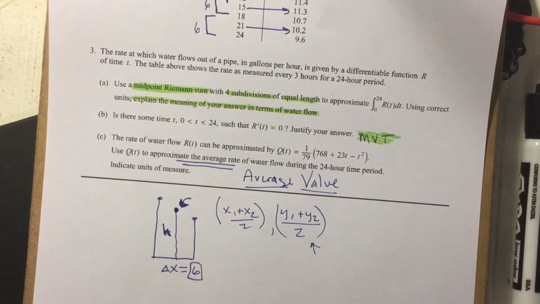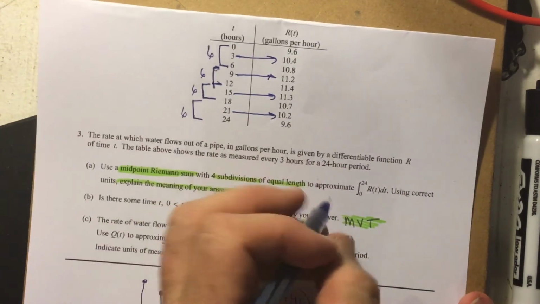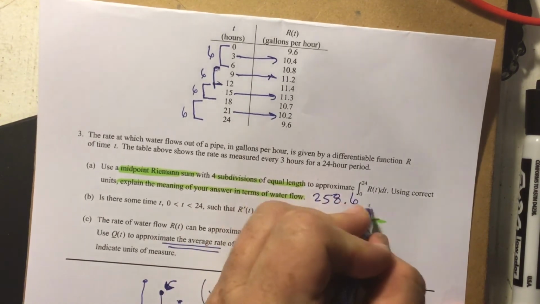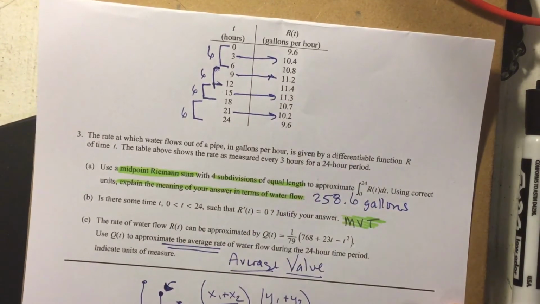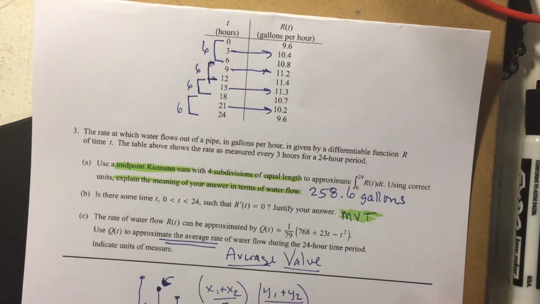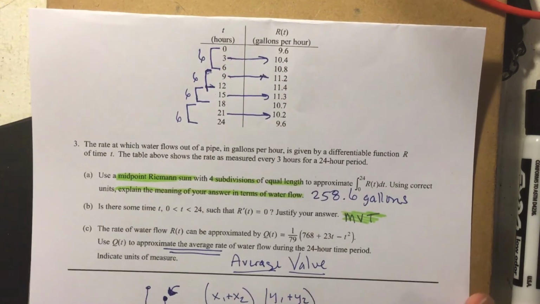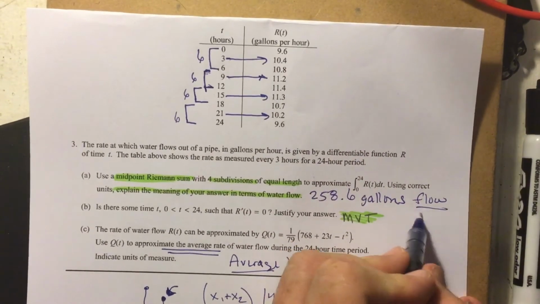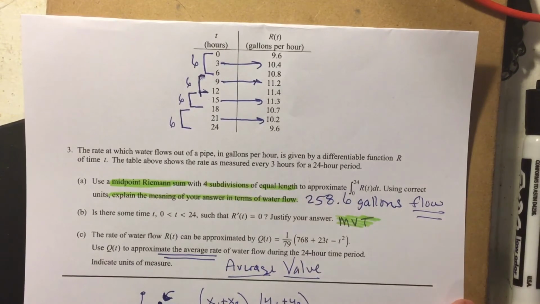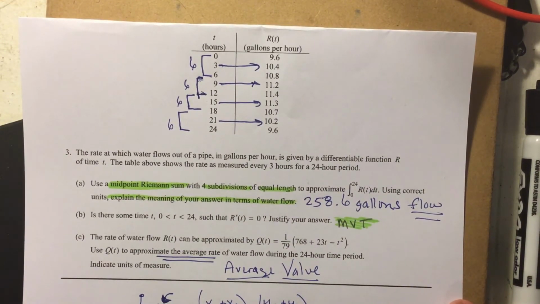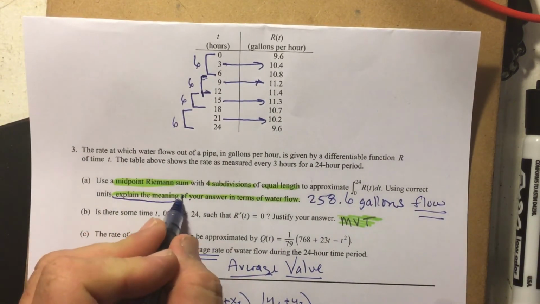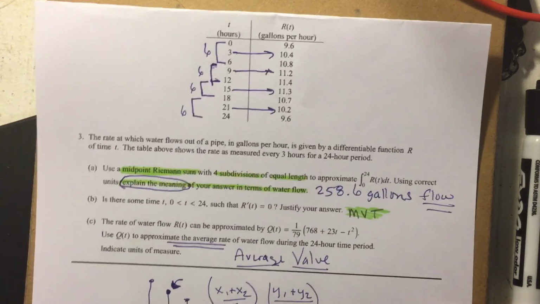All right. Let's, number one, I'll just give you the answer and then I'll talk about the explanation. Number one is going to be 258.6 gallons. Okay. And the explanation is this is the approximation, the total flow in gallons of water from the pipe for 24 hours. So it's the flow. Make sure you have that explanation. So it's the flow from the pipe in gallons for a 24-hour period. That'll be a point, especially since they asked for an explanation. So we're explaining it in context. Okay.